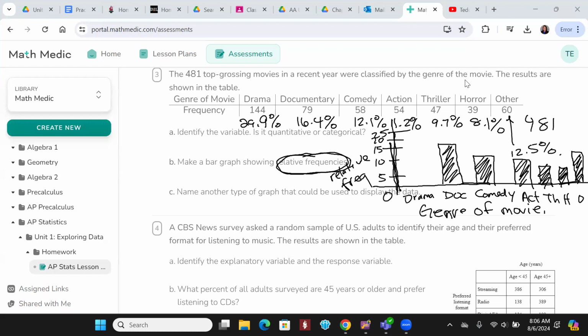Now, what's another type of graph? A pie chart. The histogram. A box and whiskers. No, we're going to use a pie chart to display this data. We're going to talk about the box and whiskers later on. That comes back.